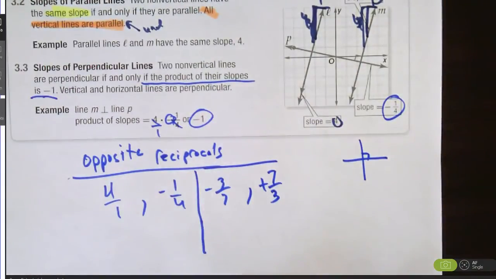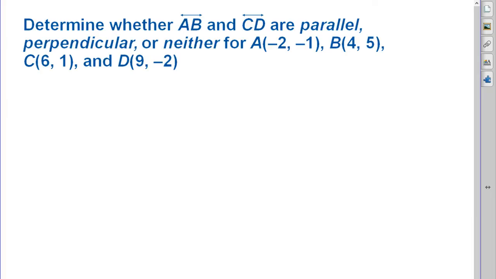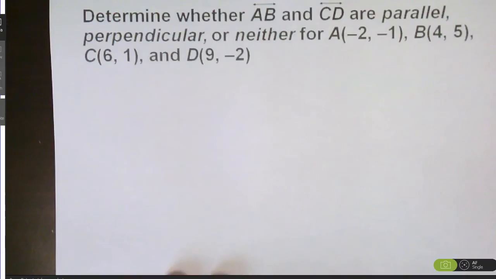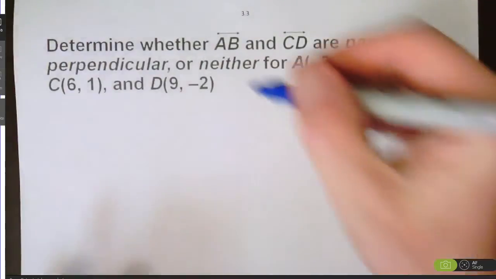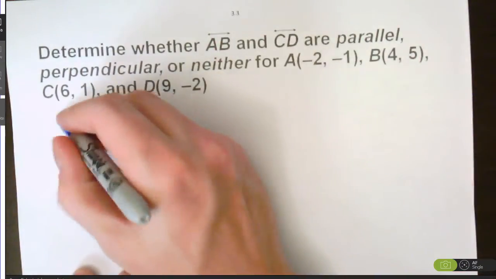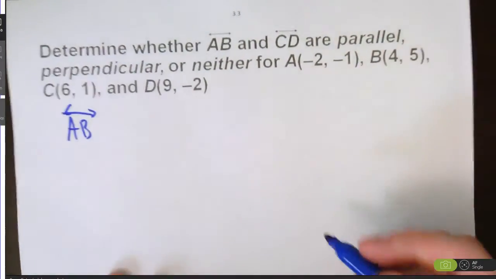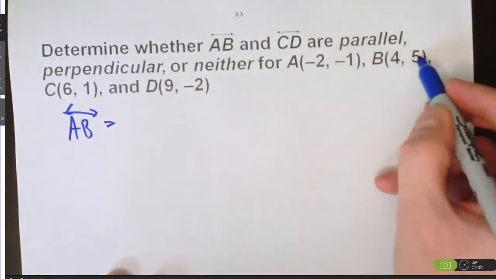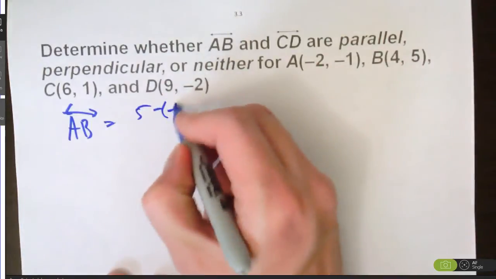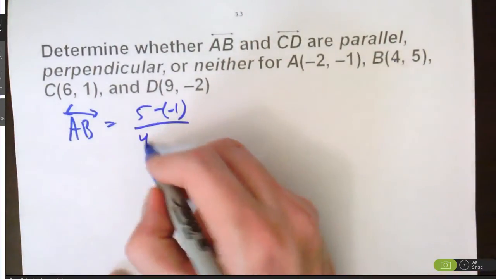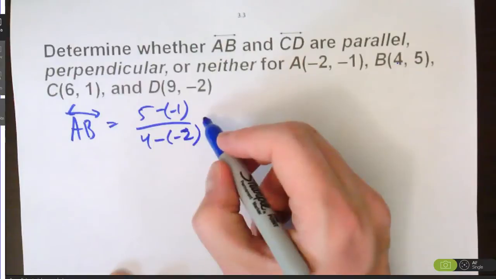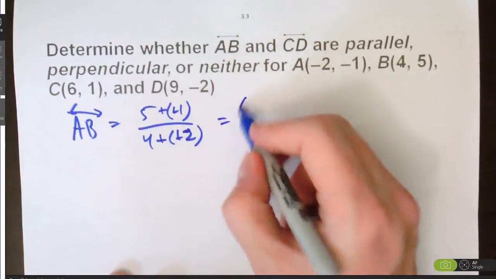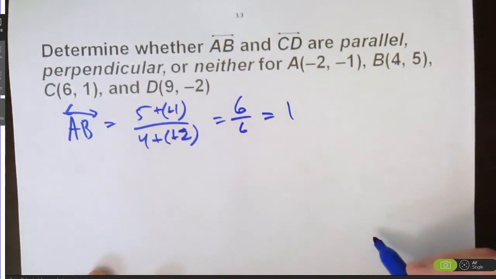Next example to take a look at, and the problem is this. We've got A, B, and C, D. We have to look at those slopes and determine if they are parallel, perpendicular, or neither. So here we go. First thing I need to do is find the slope of AB. I'm not even going to graph it. Forget graphing it. Just find its slope. So it's y minus y, so 5 minus negative 1, over x minus x, 4 minus negative 2. That becomes then 6 over 6, which is 1.